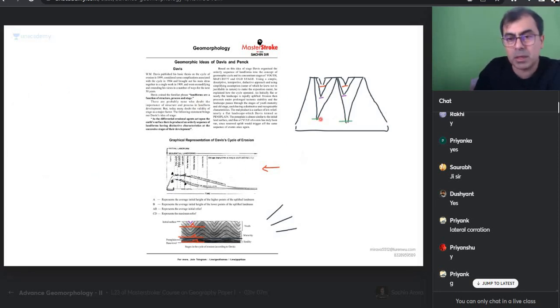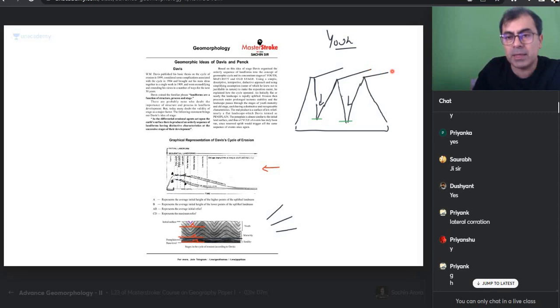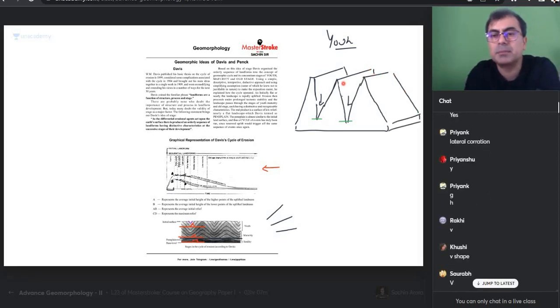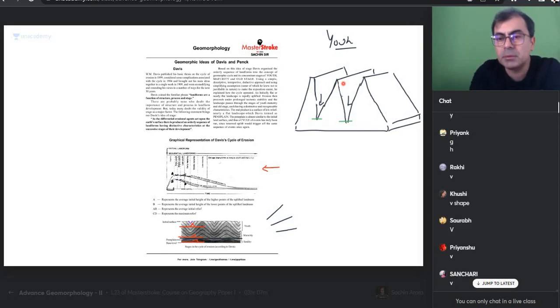After that, what happens is, now that we have got this, everyone, please pay attention. Now that we have got this, now what will erode? It's a youth stage, everyone. Youth stage is over. In youth stage, what was happening? Valley deepening. Which sort of valleys? V-shaped valleys. Youth over. Everyone with me on this? Youth is done. ठीक है.